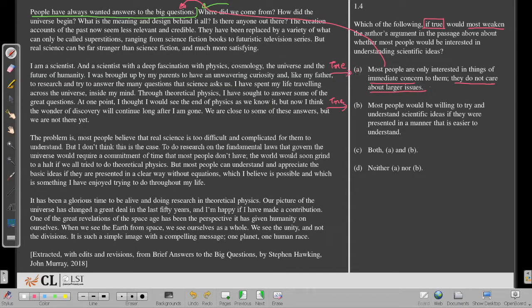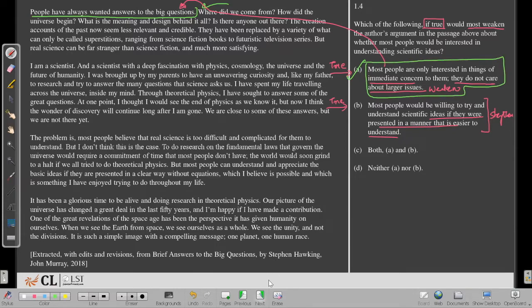So let's see, this would weaken. Let me put weaken. You have to pick the one that weakens. Most people would be willing to understand scientific ideas if they are presented in a manner that is easier to understand. This actually strengthens what is mentioned in the passage, right? It says exactly what the passage wants to say. So we are looking at which of the following weakens. Answer choice A would be the right answer. This one weakens, B strengthens. That would be the answer to that question.